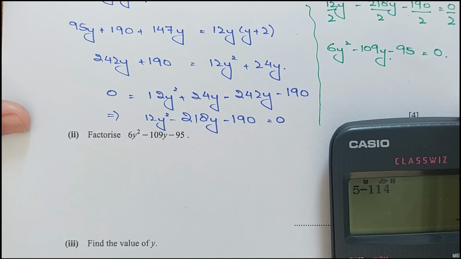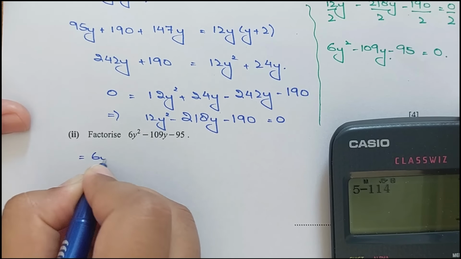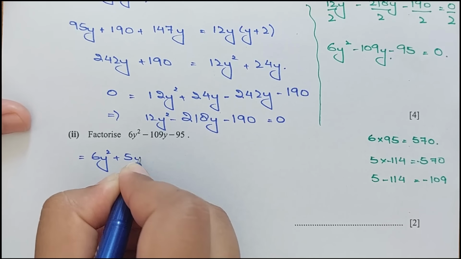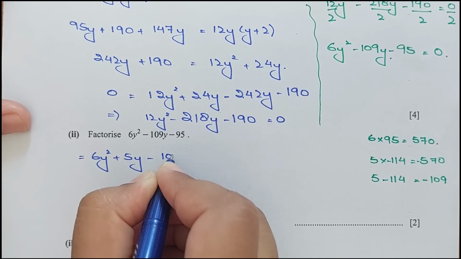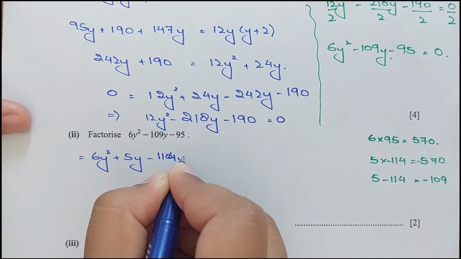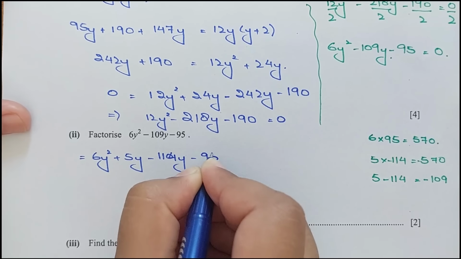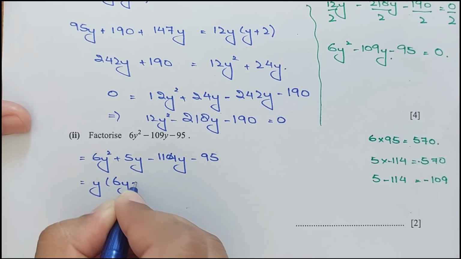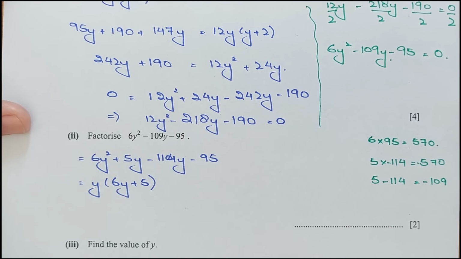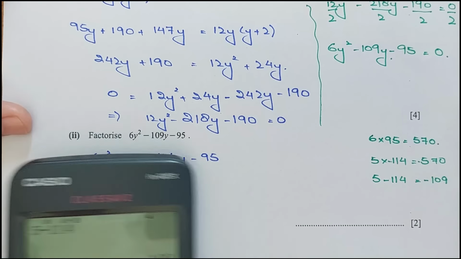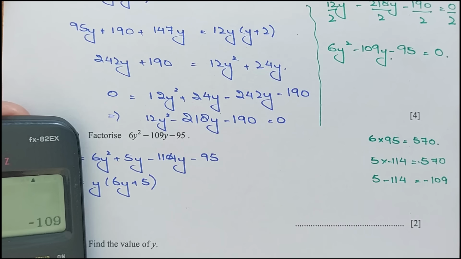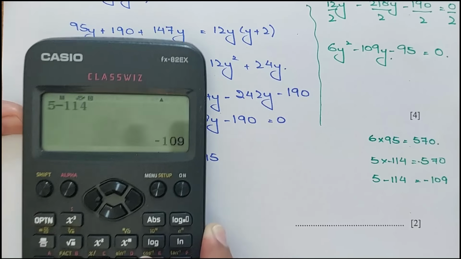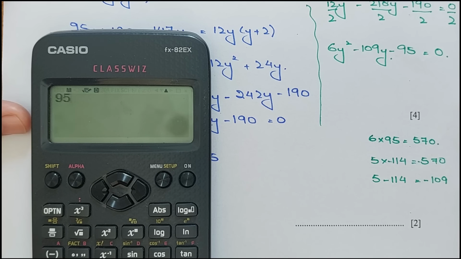So this is 6y square, plus 5y minus 114y minus 95. So from here, let me take y common. We are left with 6y plus 5. Okay, so how can we make 95 as 5? Which number do we have to take common?